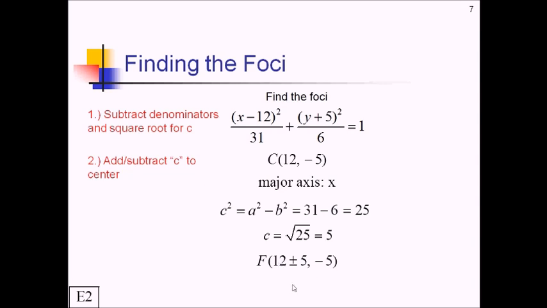And just like I did with the vertices, I'm going to label these as F1 and F2 instead of V1 and V2. So our first focus is 7, comma negative 5. Second focus, we can say, is 17, comma negative 5.